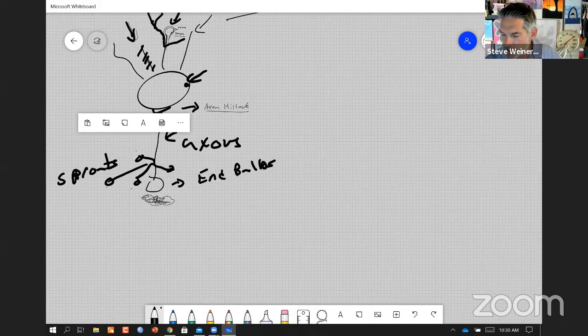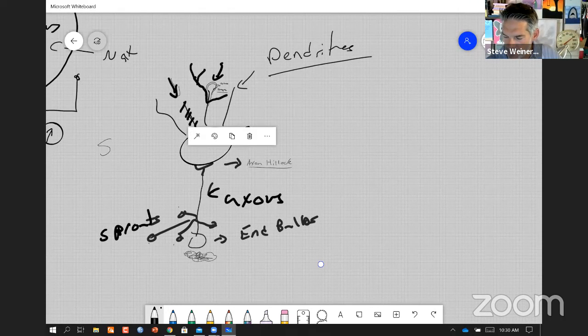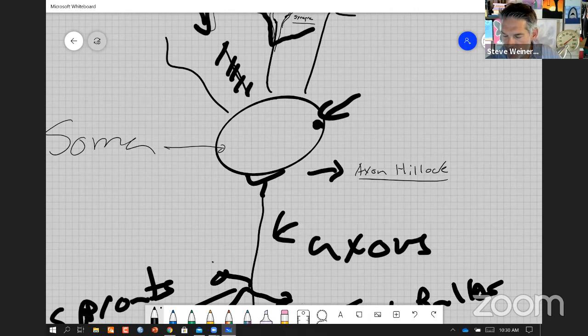So the center part of the cell is called the soma. The center part of the cell is everything that we just talked about a few minutes ago with the DNA, and it's got the mitochondria in there. There's mitochondria throughout the entire system. There's membranes throughout the entire system, but the soma is where the DNA is.